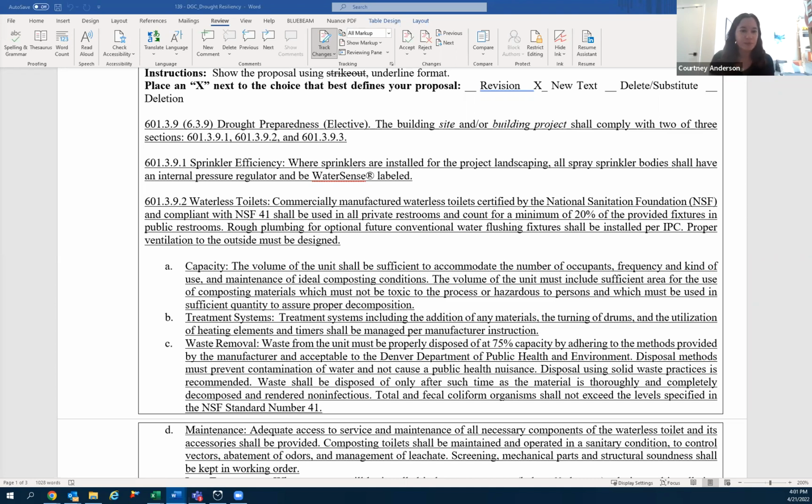So I guess I would make a motion to, can I do that, Kevin? Okay, I would make a motion to adjust the sprinkler efficiency to accommodate the nozzles that Austin was mentioning, and welcome his input on that language.